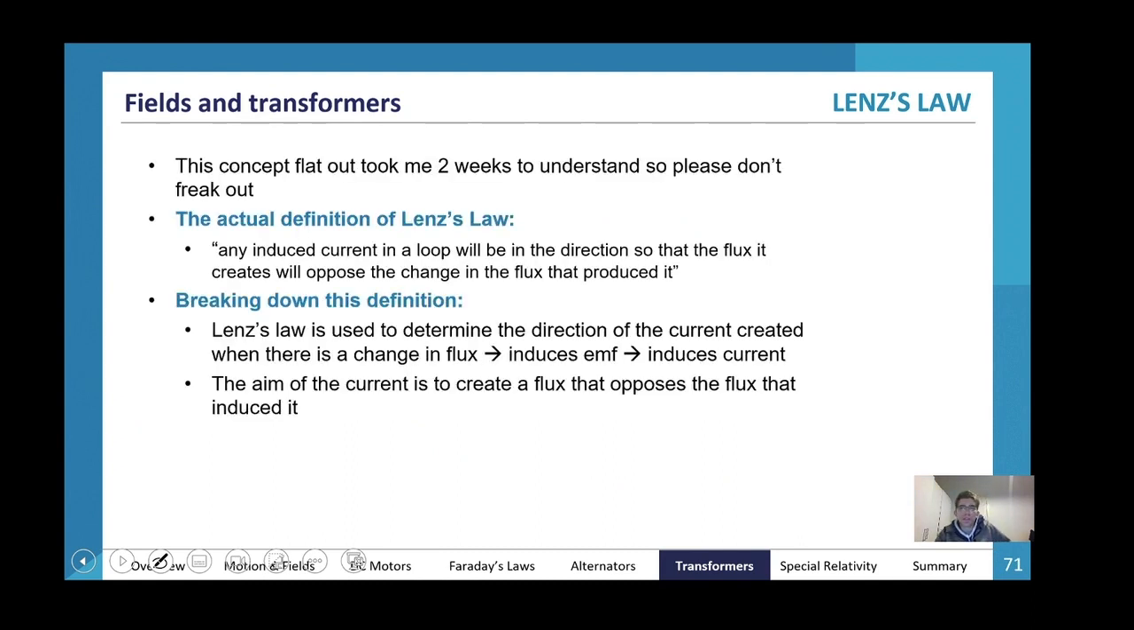Now, there's also the concept of Lenz's law. The definition of the law is that any induced current in a loop will be in the direction so that the flux it creates will oppose the change in flux that produced it. Breaking this down means that Lenz's law is used to determine the direction of the current created when there is a change in flux, which induces a change in EMF, which induces current. The aim of the current is to create flux that opposes the flux that induced it.